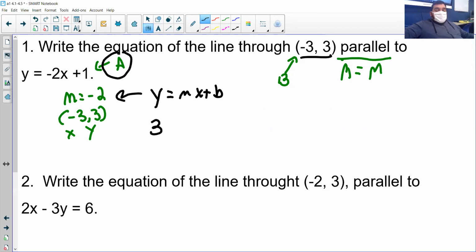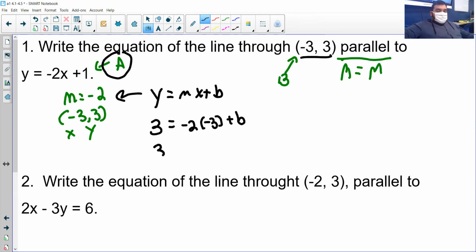So we have 3 equals -2 times -3 plus B. What am I gonna find after doing all this math? The B, which is the y-intercept. Yeah, we're gonna find B, the actual B. No, that's the old line. Oh, I get it. We need a new line, so we need a new B. Because it's the same slope, right? Yes.